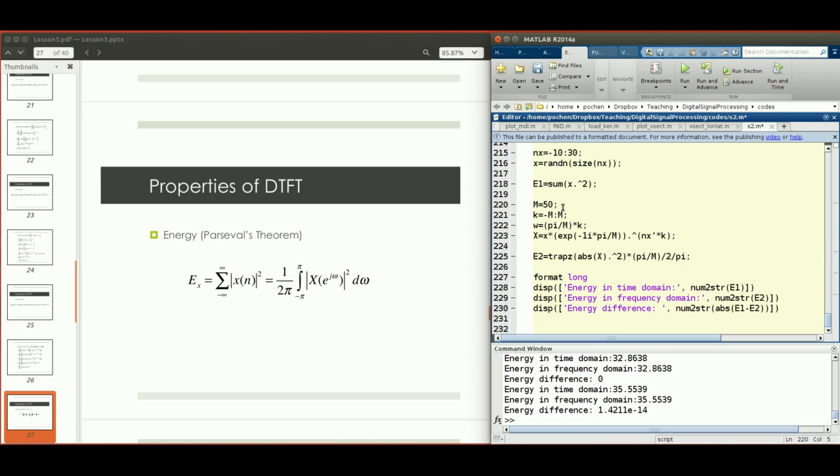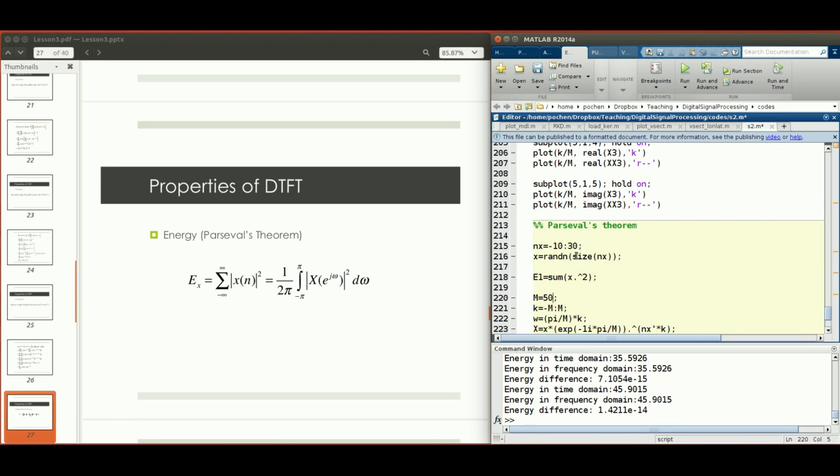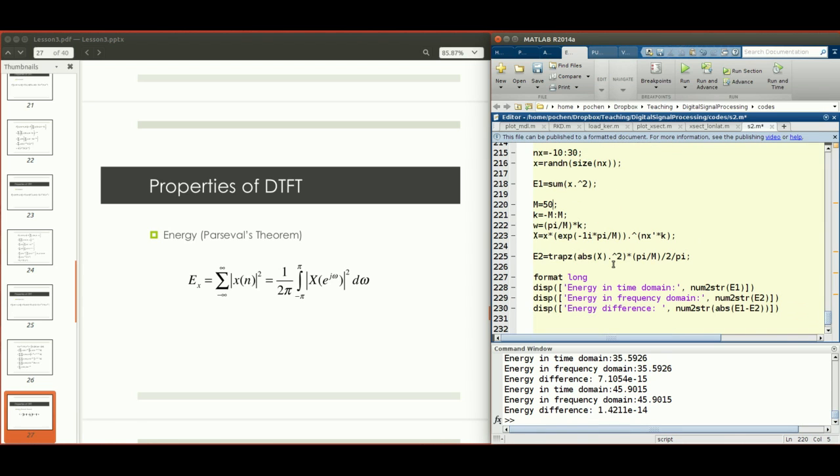Let me give it a try. So 50. It looks like 50 is more than enough. How many points do I have? This is 30. If I give it like 40, let me see what the result is.